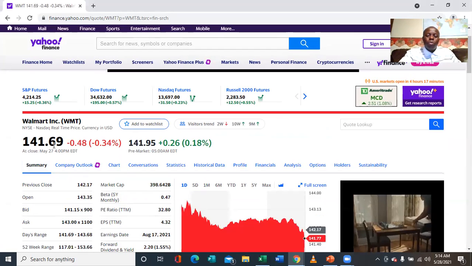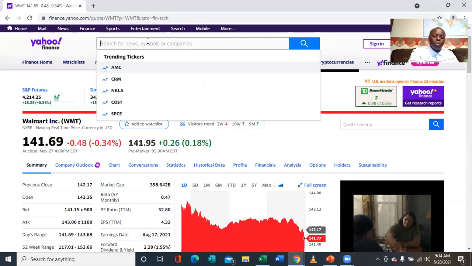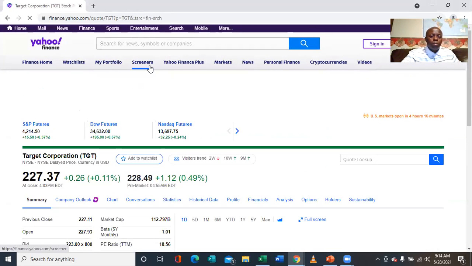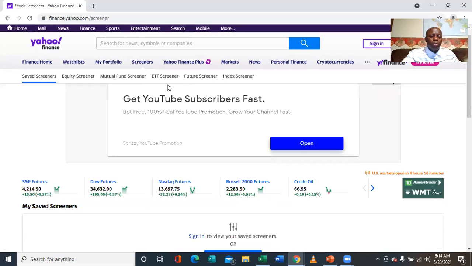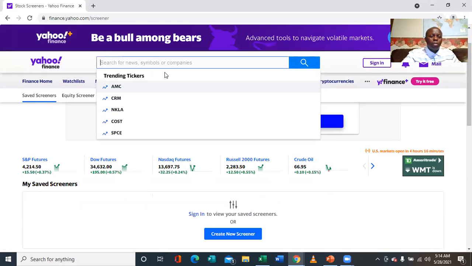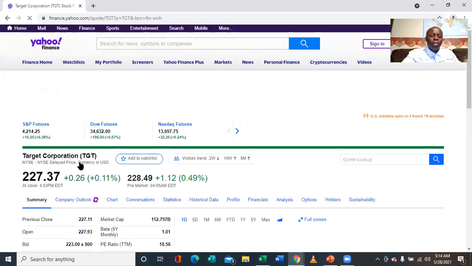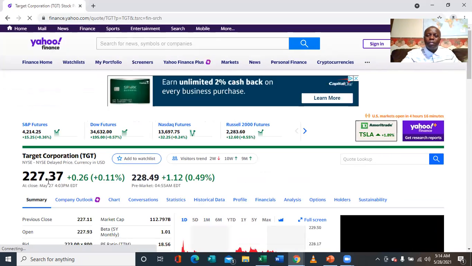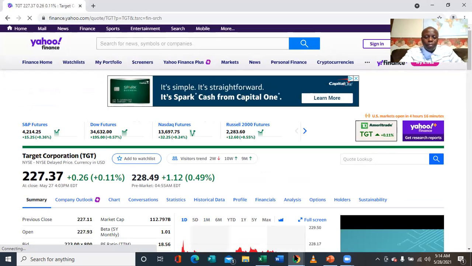Now, as you know, Walmart has more debt than Target. So let us see how Target looks. Target Corporation, Target. Okay, I'm going to put it right here. You can see the stock value is more than Walmart, approximately $227 per share. It has less debt.